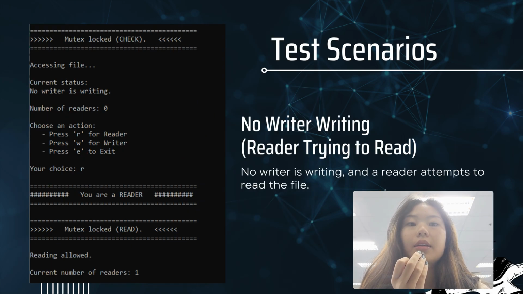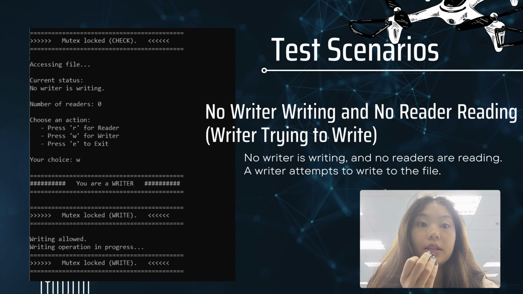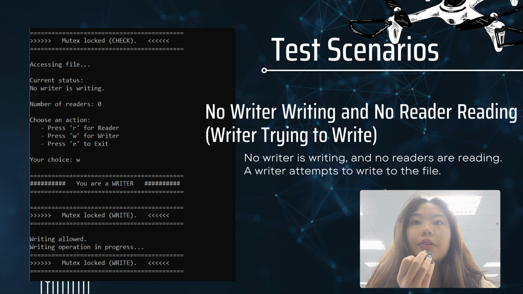And the second test scenario is there is no writer writing, but the reader is trying to read the file. So in this case, the reader is immediately allowed to read the file. In the third test scenario, there is currently no writer writing the file and also no reader is reading the file. But the writer right now is trying to write. So in this scenario, the writer is immediately allowed to write the file.